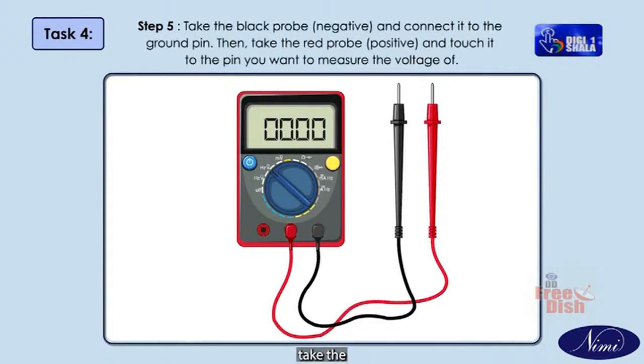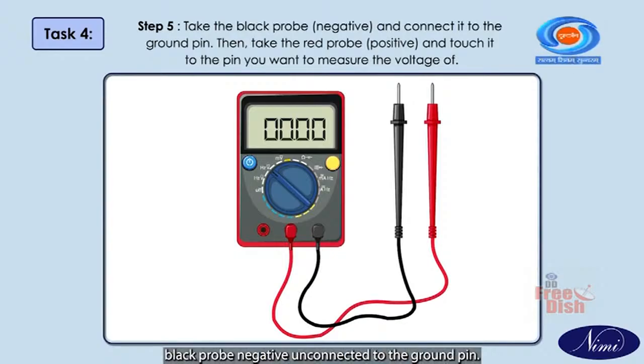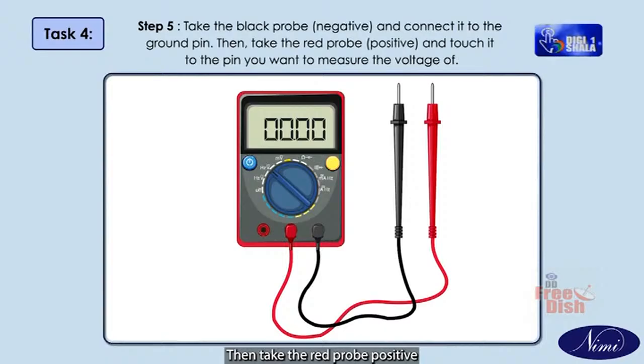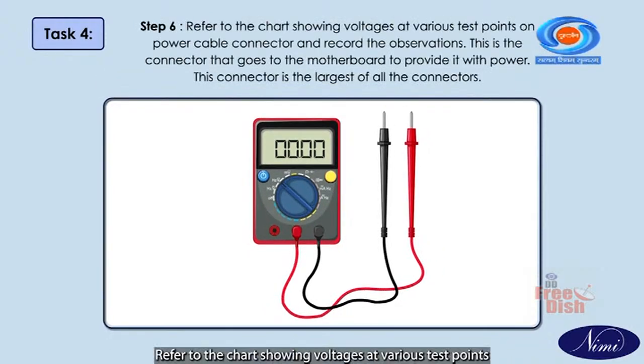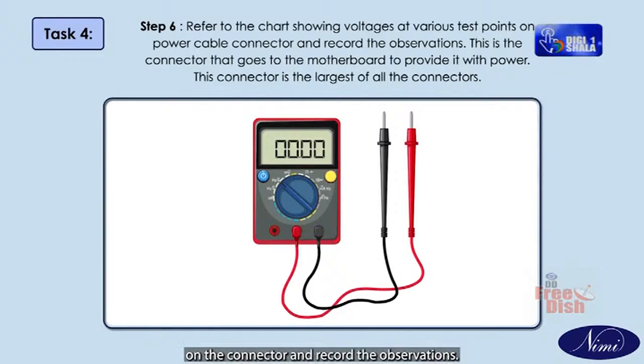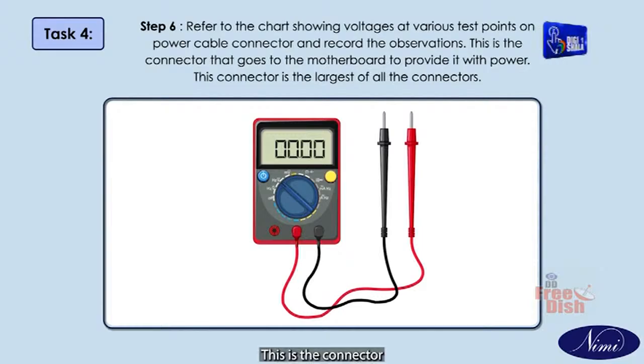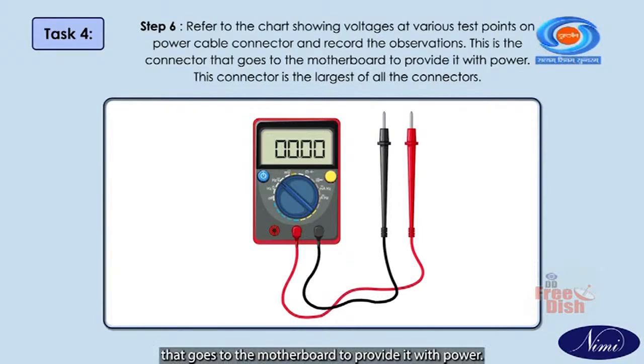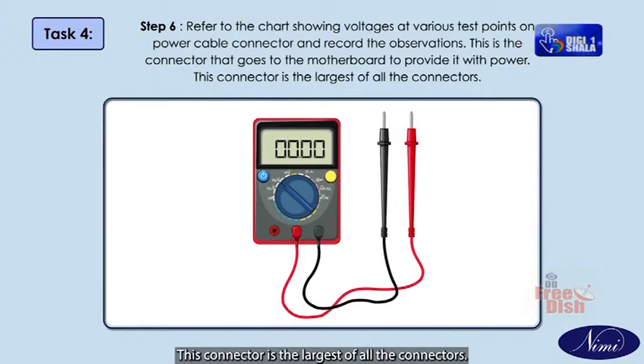Step 5. Take the black probe, negative, and connect it to the ground pin. Then, take the red probe, positive, and touch it to the pin you want to measure the voltage of. Step 6. Refer to the chart showing voltages at various test points on the power cable connector and record the observations. This is the connector that goes to the motherboard to provide it with power. This connector is the largest of all the connectors.